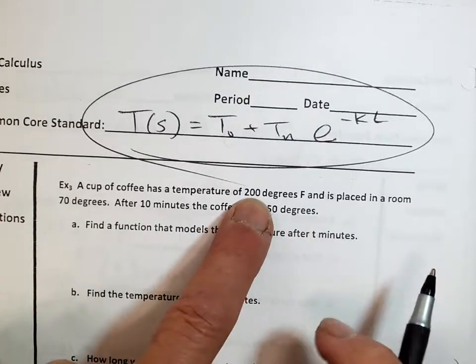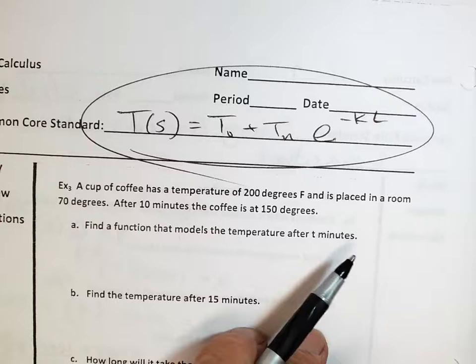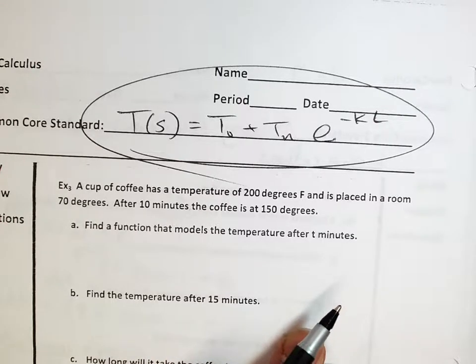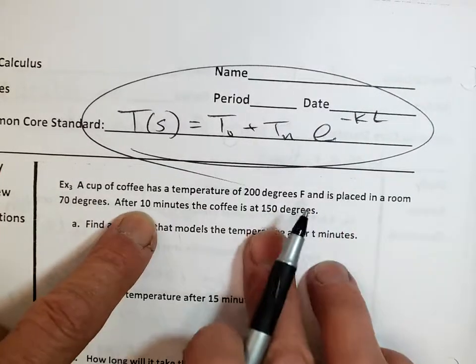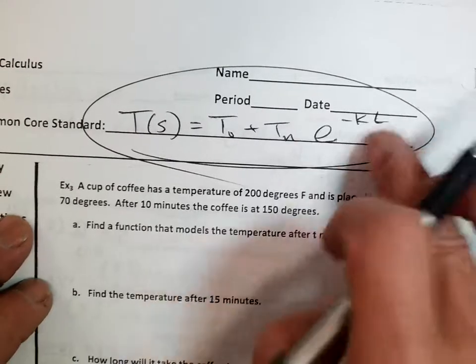A cup of coffee has a temperature of 200 degrees, okay? And it's placed in a room of 70 degrees. After 10 minutes, the coffee is at least 150 degrees. Okay, that's my time. So first I've got to find this value of K.